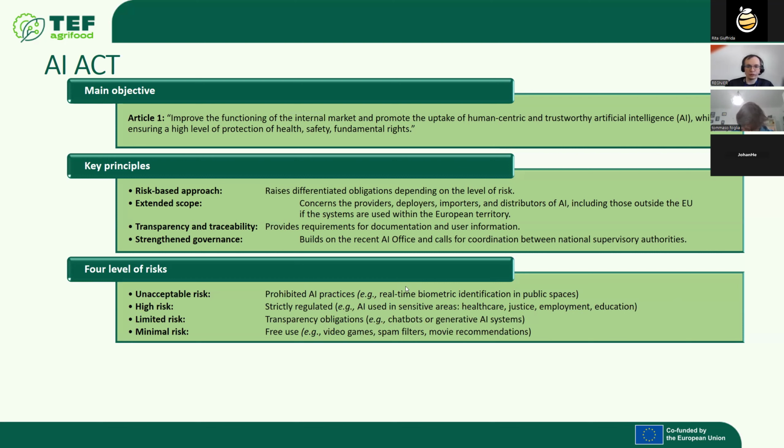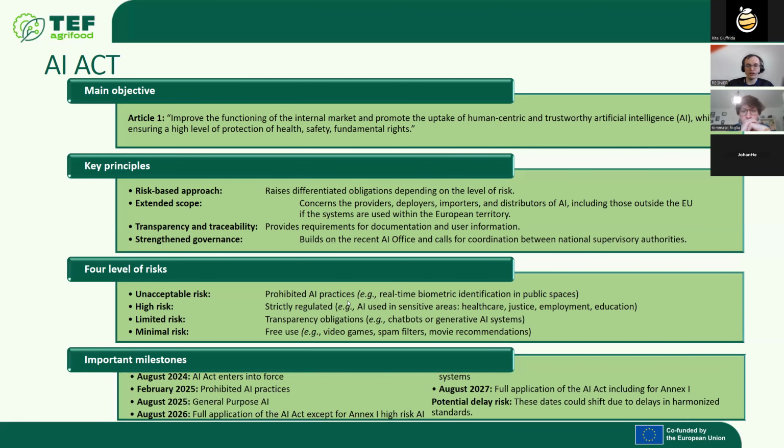So the AI Act also has an extended scope. It does not only apply to European companies. Any provider offering AI services within the EU must follow these rules, even if the company is based outside Europe. Another key principle is transparency. A company must clearly document how their AI system works, what data they use, and how risks are managed. And finally, governance is reinforced through cooperation between national authorities to ensure consistent application across Europe.